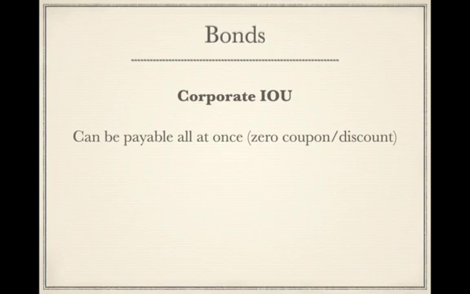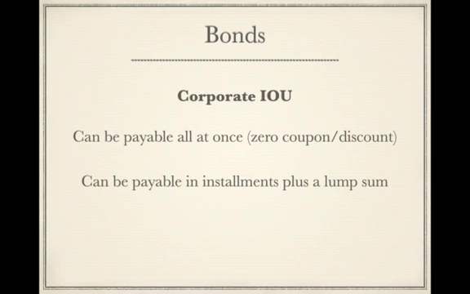This doesn't mean you're getting a good deal. You may have heard this term. Discount bonds do not mean that they are selling below fair market value or something like that. It simply means that they are a zero coupon bond, or in other words, are payable all at once. They can also be payable in installments plus a lump sum.